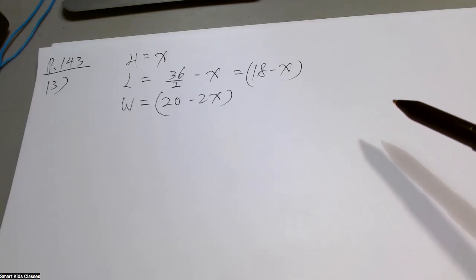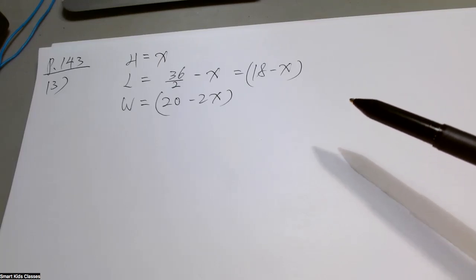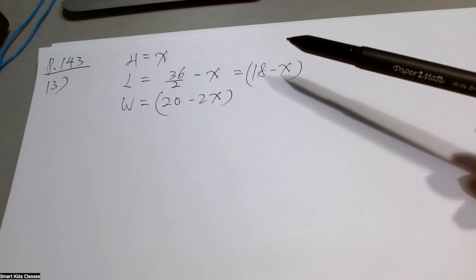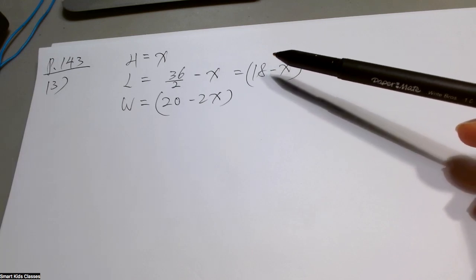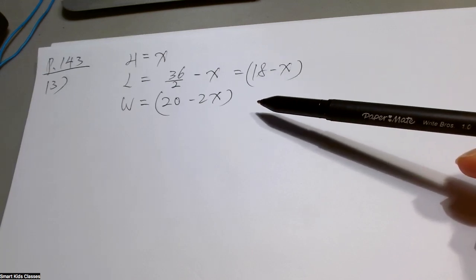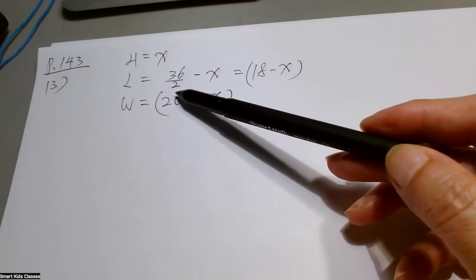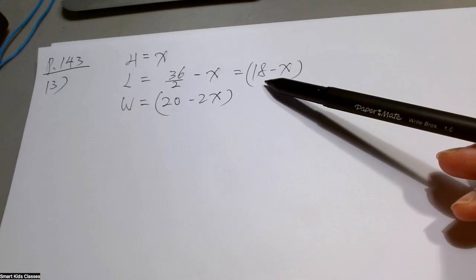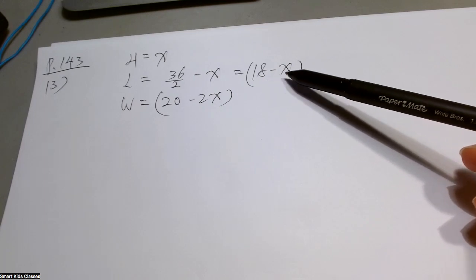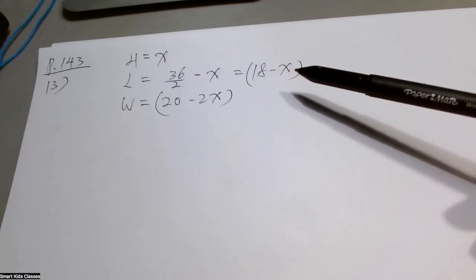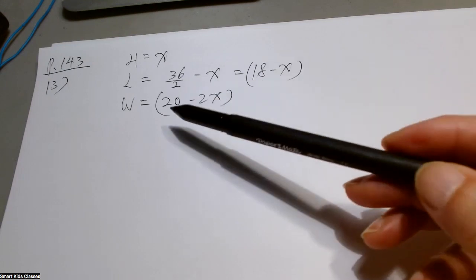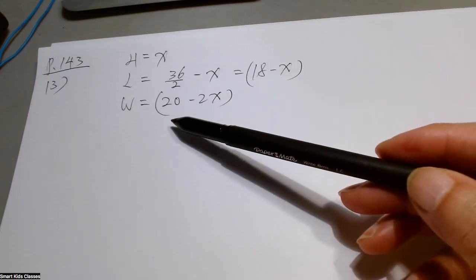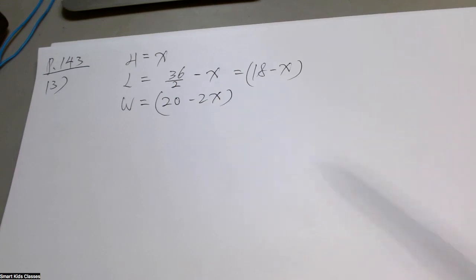Question 13. By reading the graph, we know the height is equal to x. The length is 36. We only take half, divide by 2, we get 18. You look at the graph, you know why, minus x, because the corner has an x. And how about w? W is 20 minus 2x.